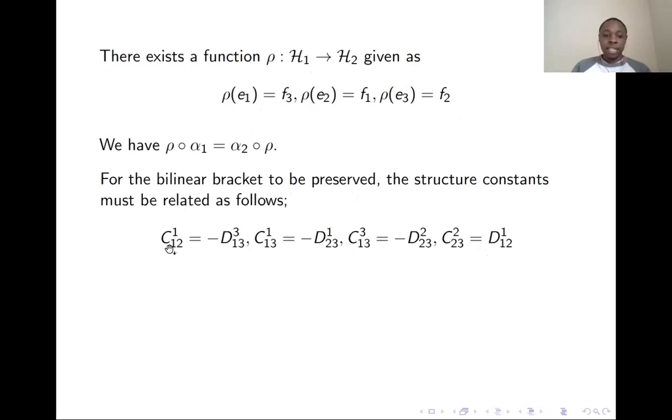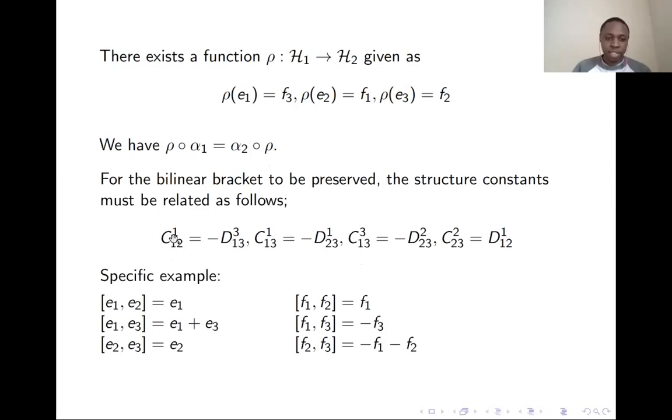This means that you can transport these structure constants in this way. You can move from the first algebra to the second algebra under this isomorphism only by fixing these structures in this way. So a specific example, without these C's and D's: we see that this algebra that sits in H1 is isomorphic to this one that sits in H2, because this structure constant, the first one here, is equal to minus D_{133}, which is here.